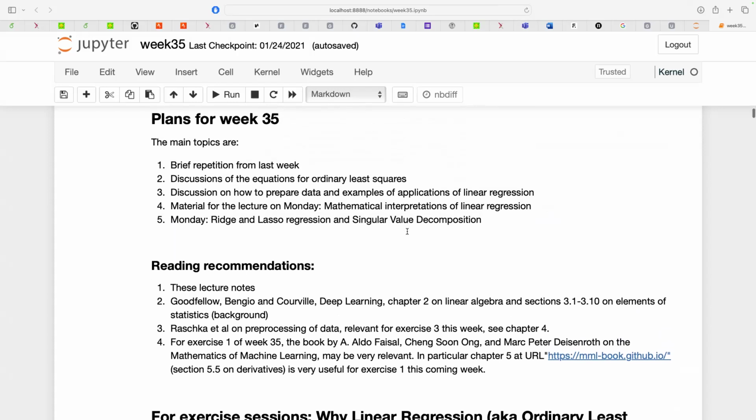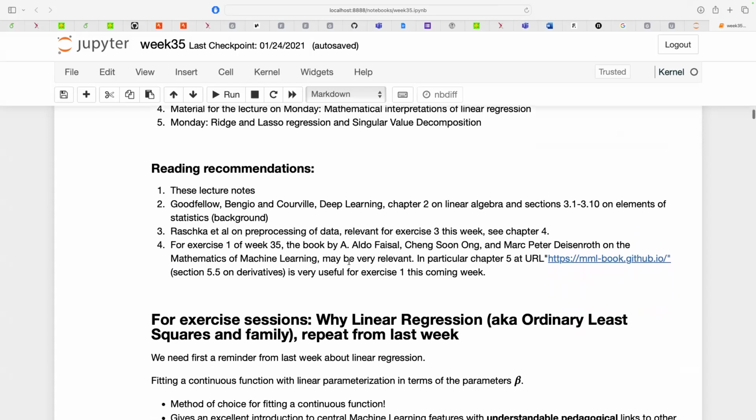And when it comes to some of the exercises, there is actually a pretty good book which is fully available as a PDF online. And that's the book by Faisal, Ong and Deisenroth, which is just called The Mathematics of Machine Learning. And if you go into chapter 5, if you think you're a little bit rusty about the mathematics of vectors and matrices, there is a pretty good reminder.